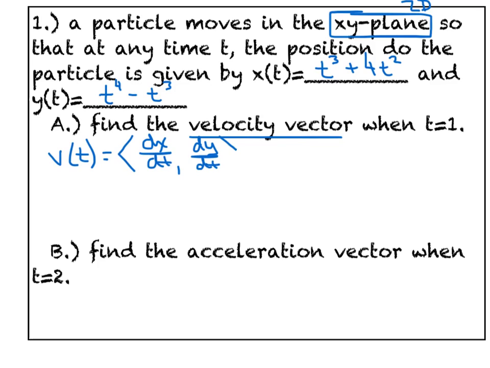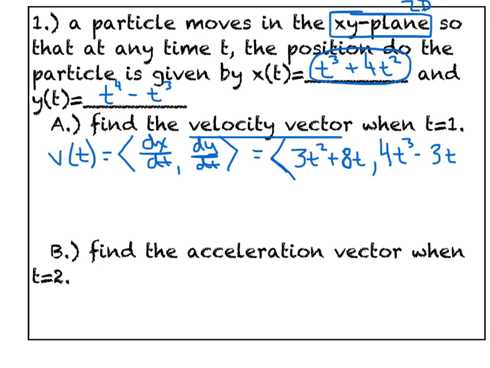On the earlier slide, I wrote x prime of t, comma y prime of t, and it's the same thing, just slightly different notation. So I'm going to say that dx/dt is really 3t squared plus 8t. All I did is take a very simple derivative of that polynomial, comma 4t cubed minus 3t squared. So there is your generic velocity vector.